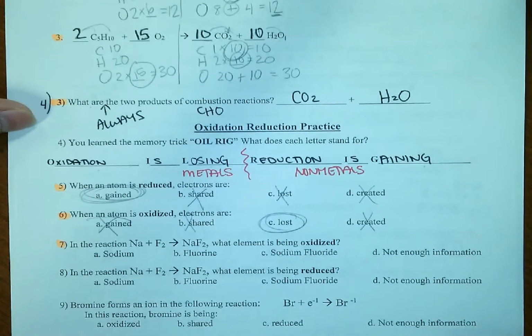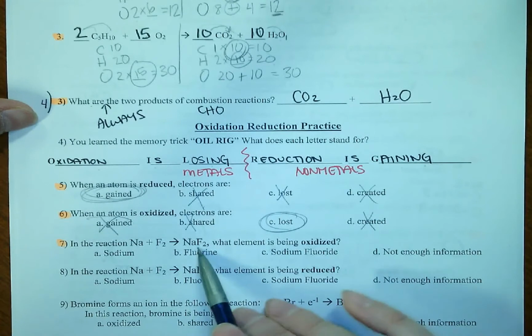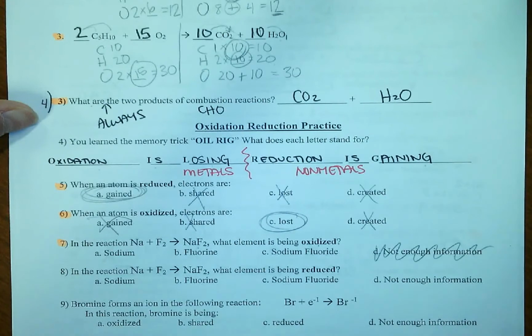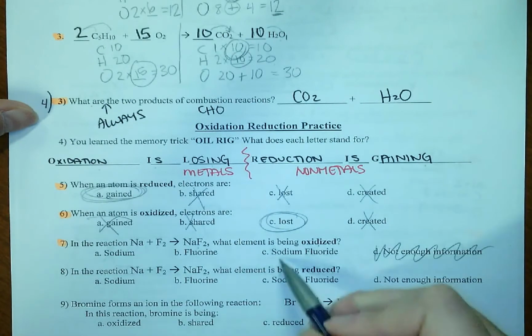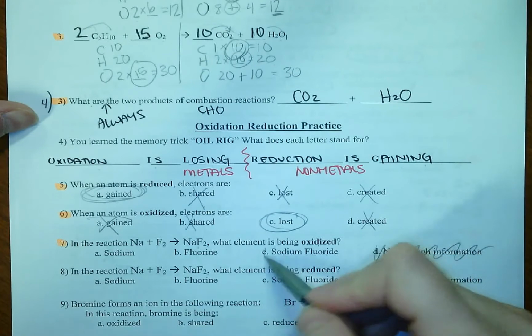Okay. And looking at question 7. In the reaction, sodium plus fluorine makes sodium fluoride. What element is oxidized? It's not going to be this one, as much as you wish it was. Sodium fluoride's being synthesized. That's our product, but that's not what we're looking at either.